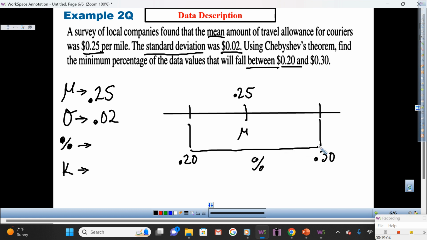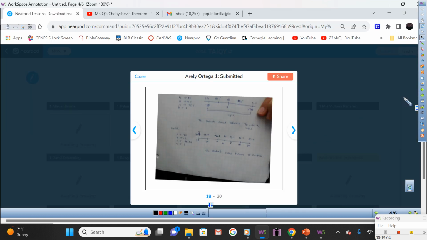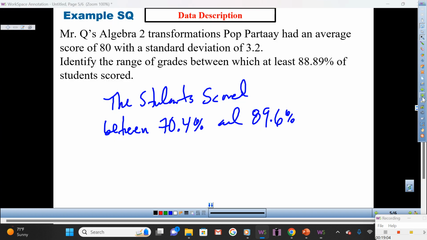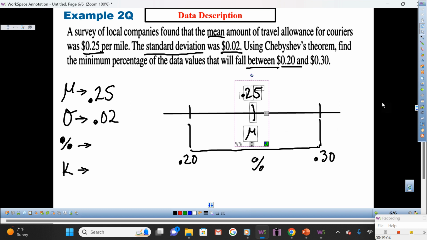Whereas before, on the previous example, didn't we start with the percent first? They gave us the percent here, and that's how we found our end values. So, here we go. How do we find those percents? Well, we need to know how many deviations they are away from each other. So let me center this because this looks a little bit off. There it is. Okay. So, first things first, we need to find this distance.